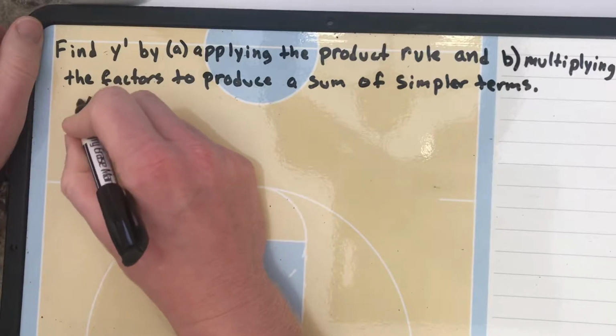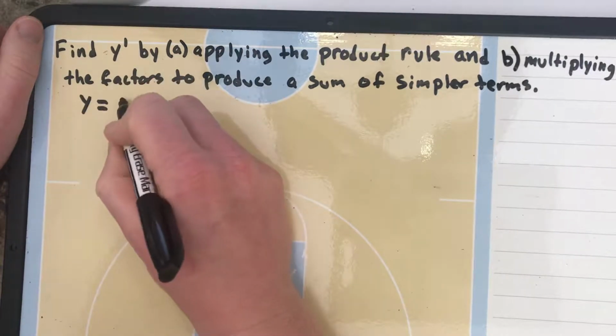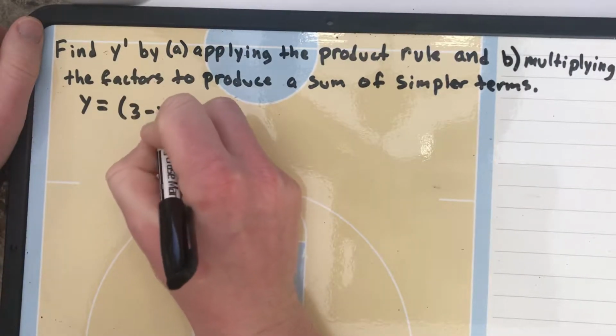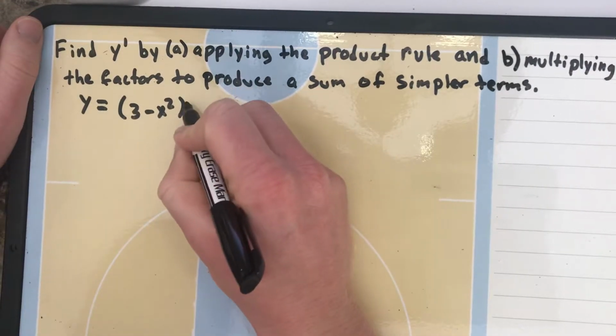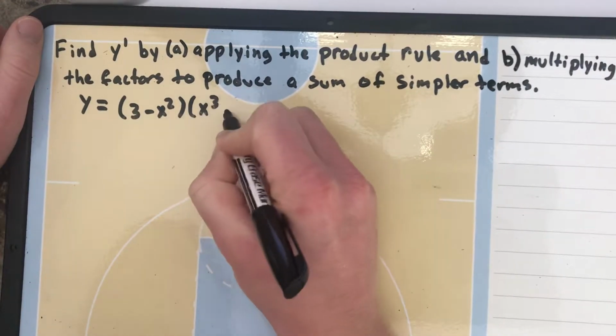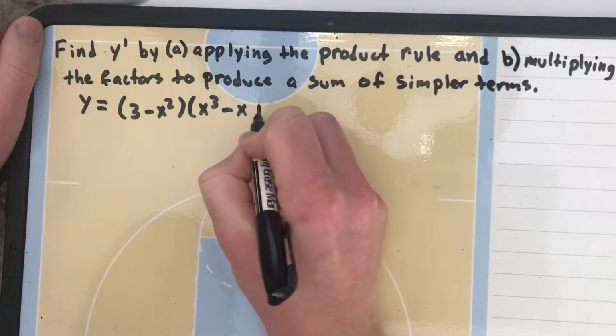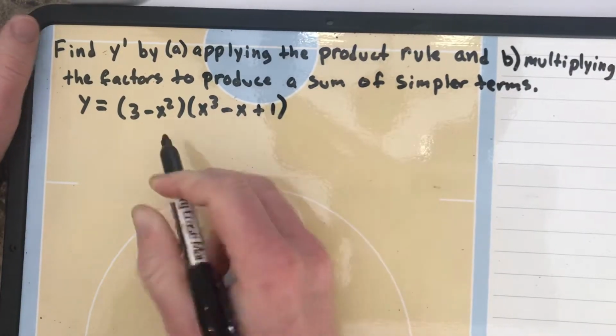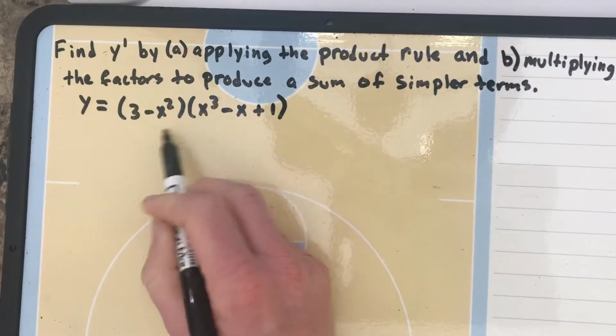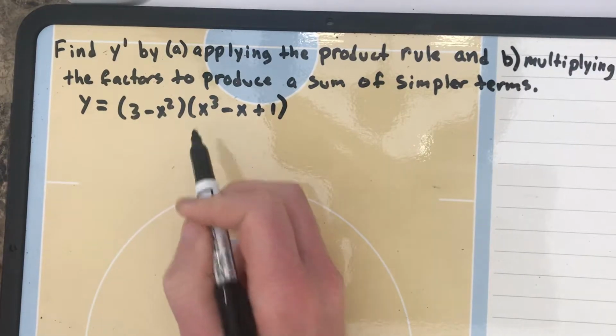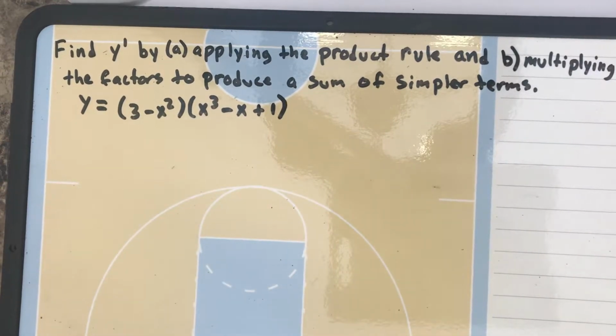So this function is y equals 3 minus x squared, x cubed minus x plus 1. Now if you notice, there's a multiplication between the two parts of our function here. So this is why we have to use the product rule. So let's look at what the product rule is.